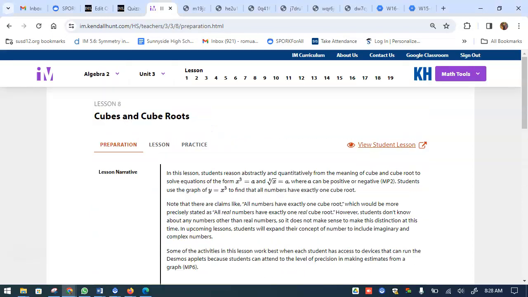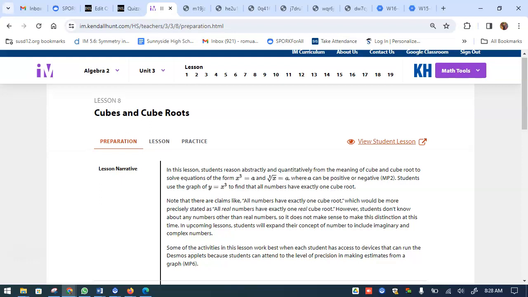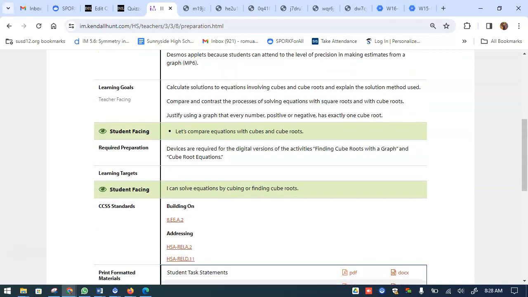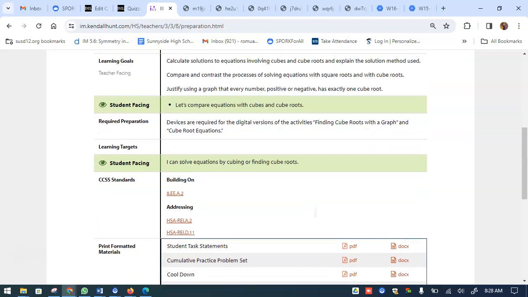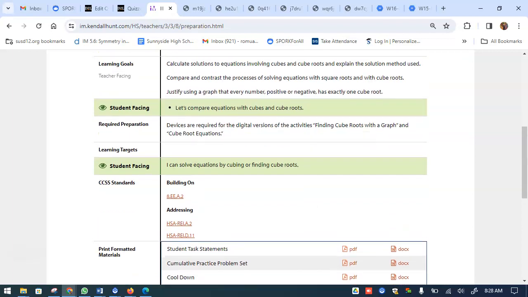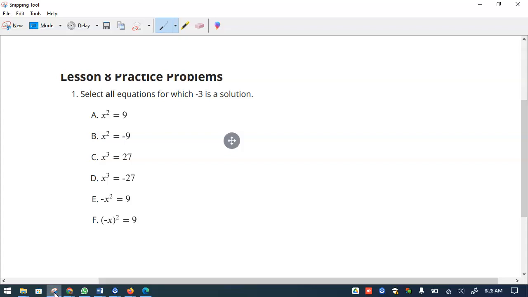If you see, this lesson is lesson number 8, about cubes and cube roots. The learning goal here is: I can solve equations by cubing and finding cube roots. So let me go directly to the cumulative practice problem.